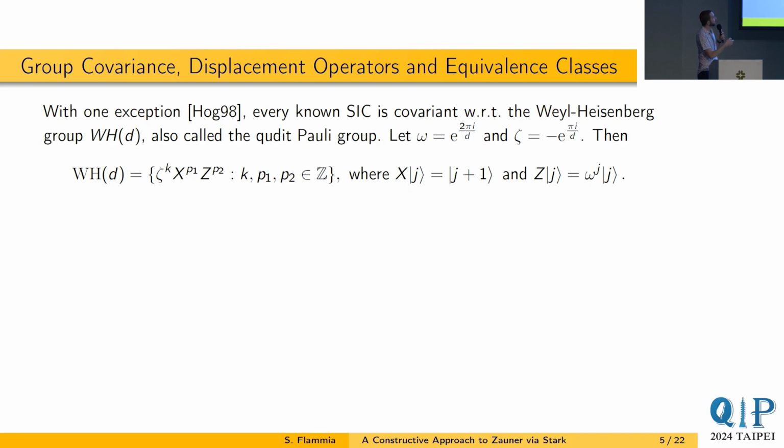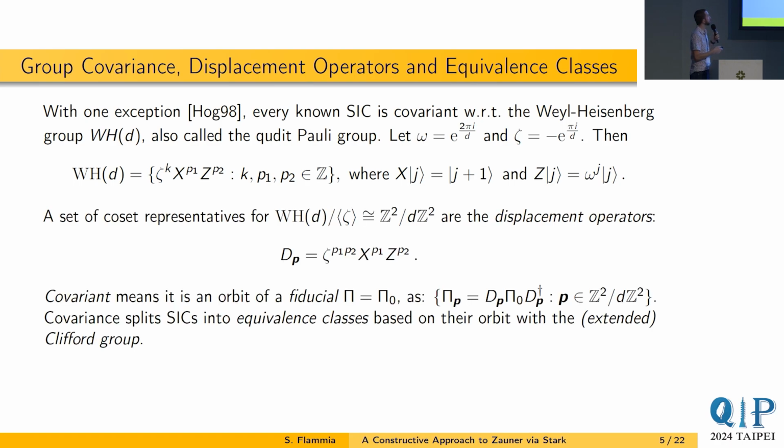But aside from this sporadic example, every known SIC is covariant, I'll explain what that means, with respect to the Weyl-Heisenberg group, also known as the qudit Pauli group. This is just the group where I fix a d-th root of unity here, and then there's this extra thing which is a square root of this, which is useful to introduce for various technical reasons. It's the group which acts as shifts modulo d on the standard basis, or shifts in the phase modulo d when acting on the standard basis, and so these things generate a group.